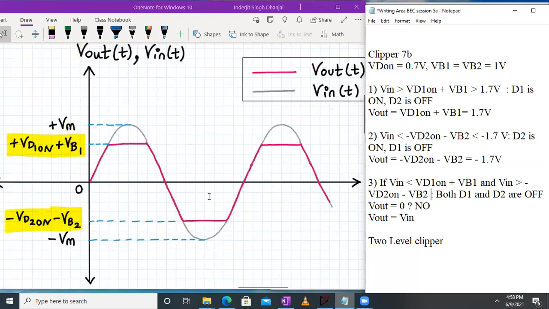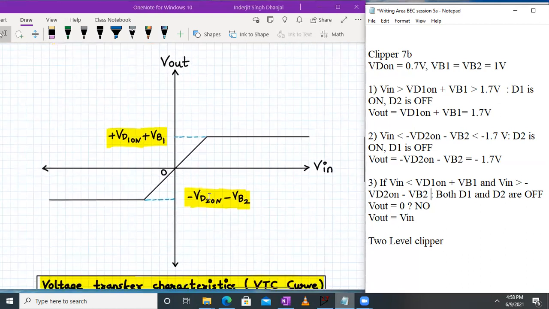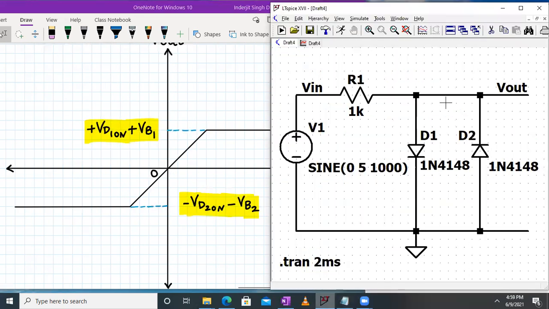Fine. Now this is the input output waveform for a two-level clipper, and this will be the similar characteristics. As you can see, we have a wider region over here. Whenever V in is less than 1.7 and greater than minus 1.7, only then the output will be equal to the input, which will be represented by a straight line. If V in is above 1.7, the output will be limited, and if V in is below minus 1.7, the output will be limited.